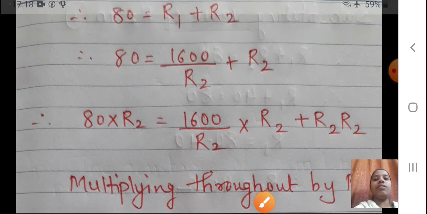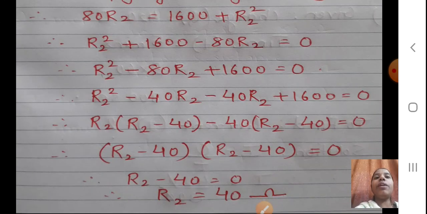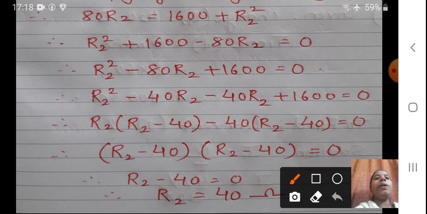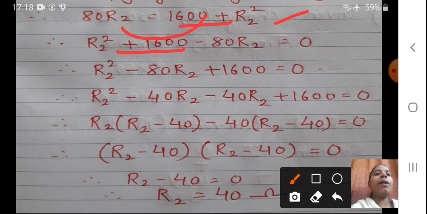Now see here. What will it become? As I have multiplied by R2, it will become 80 R2 is equal to 1600 plus R2 square, as I told you. Now you can see this is in the form of an equation which you can solve. So R2 square plus 1600, this as it is I have written here. This I am bringing to this side, so it will become minus 80 R2. Here it is positive 80, when it comes to this side it will become negative 80. So R2 square minus 80 R2 plus 1600 is equal to 0.